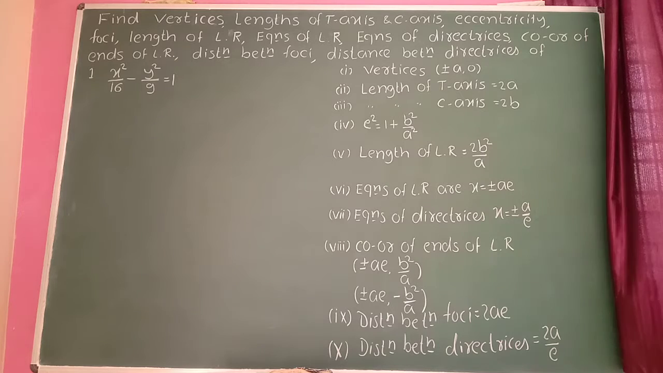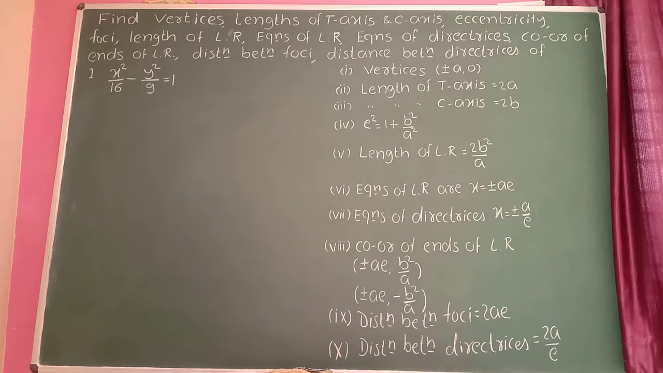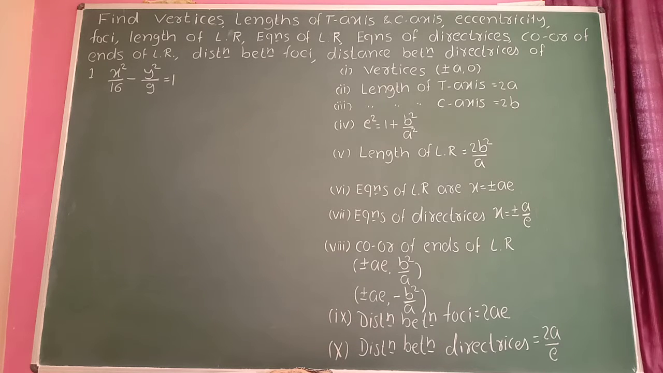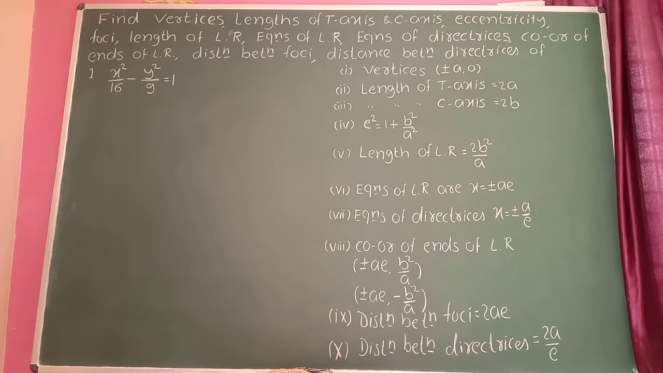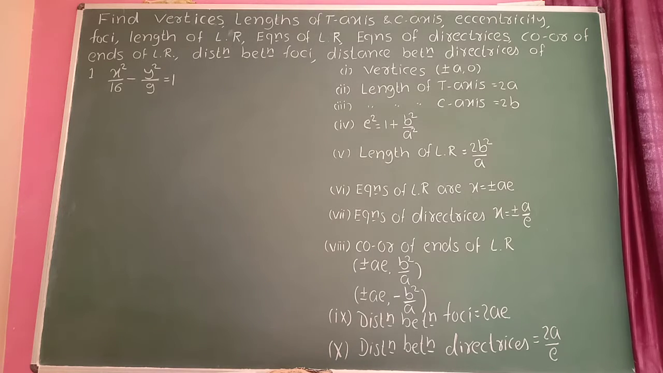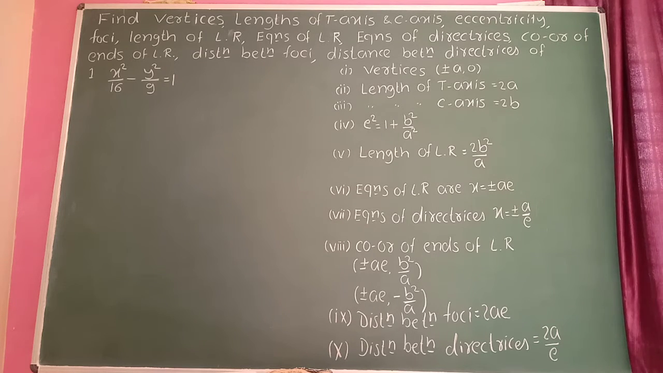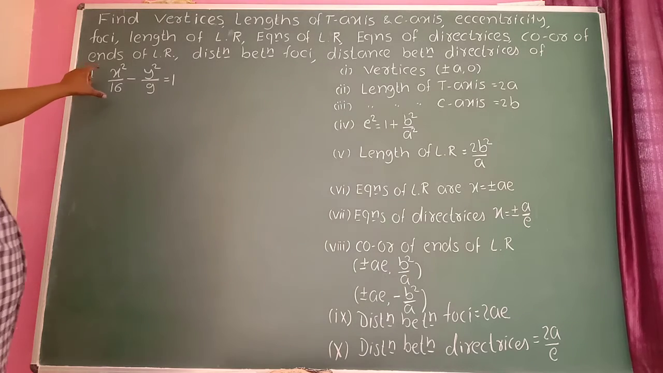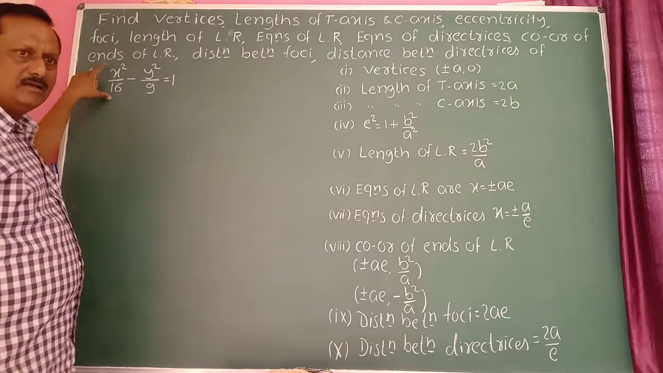So find out the length of the transverse axis, length of the conjugate axis, eccentricity, cosine, length of latus rectum, equations of latus rectum, equations of directrices, coordinates of ends of latus rectum, distance between foci, distance between the directrices of this hyperbola. This is the equation of a hyperbola.